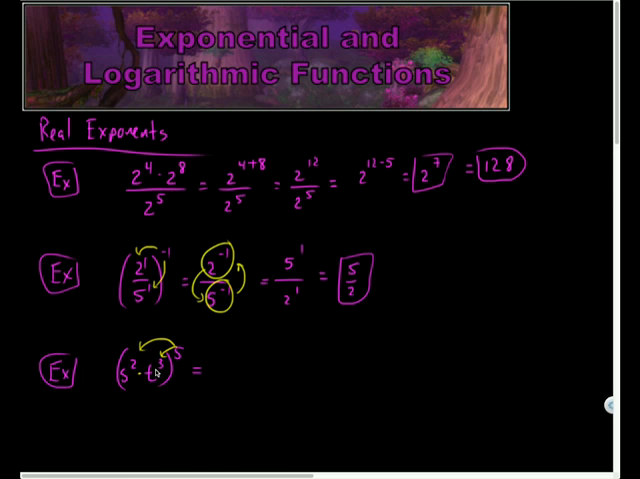So here I'm going to distribute, and I will get s to the 2 times 5 times t to the 3 times 5. Power to a power property: you multiply exponents. So that's s to the 10th times t to the 15th, and that would be simplified there.